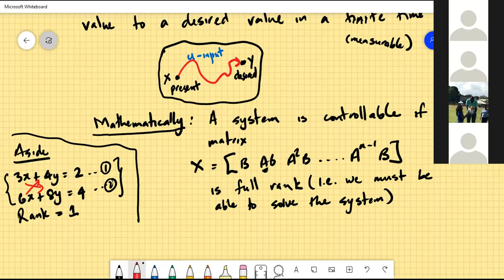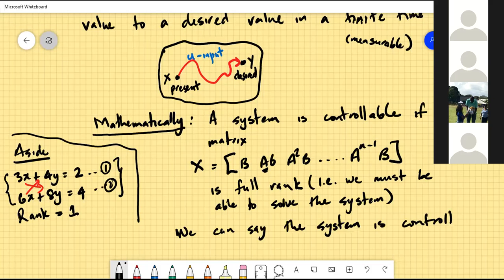So we can easily say that our system here is controllable if the determinant of X is not equal to 0. If the determinant is equal to 0, we cannot solve the system. So that is one way of determining it.